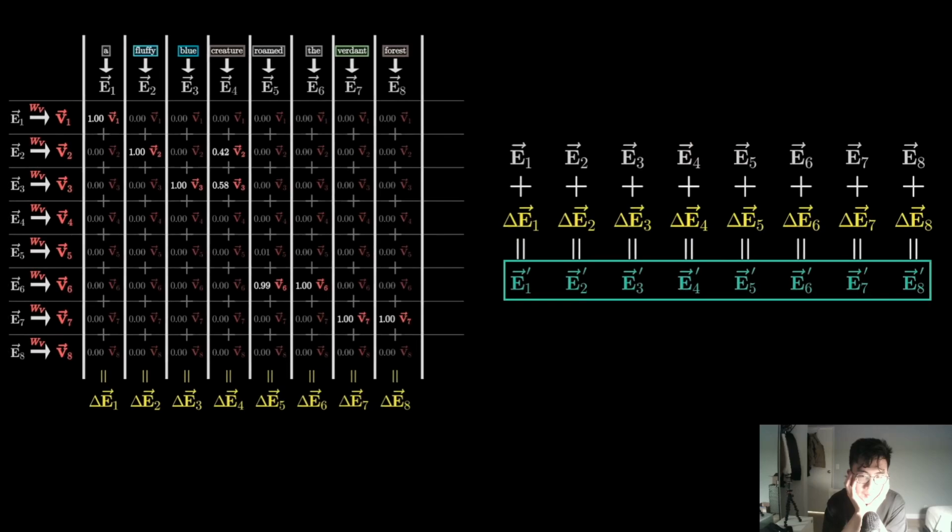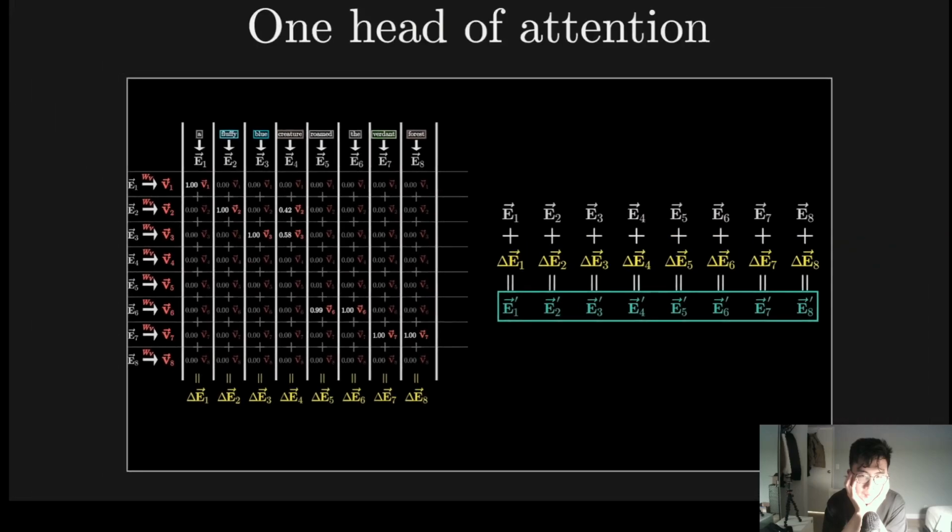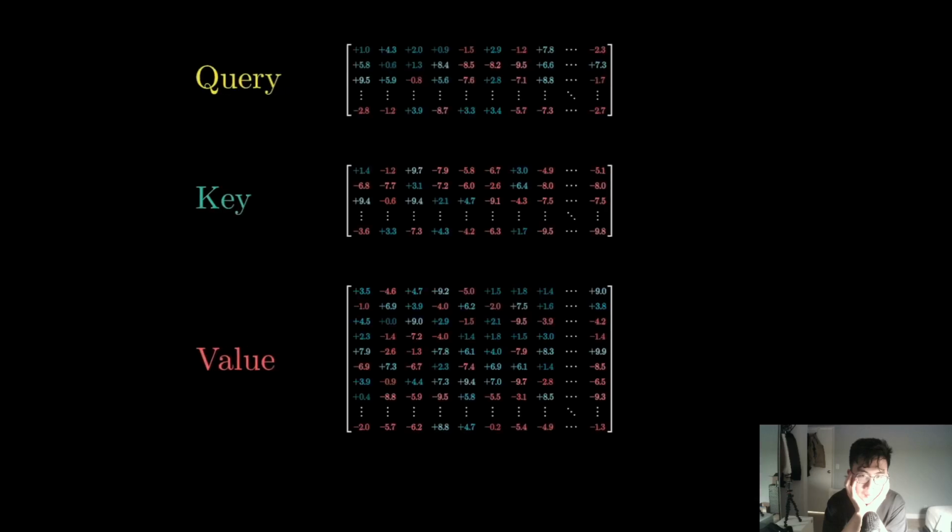Zooming out, this whole process is what you would describe as a single head of attention. As I've described things so far, this process is parameterized by 3 distinct matrices, all filled with tunable parameters: the key, the query, and the value.